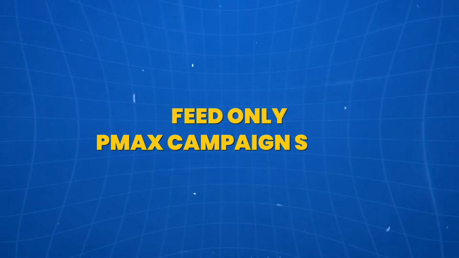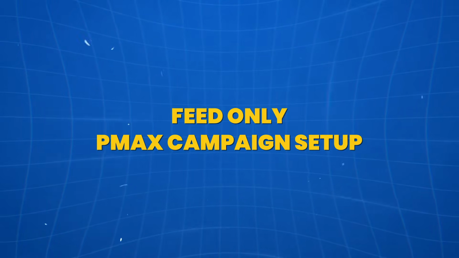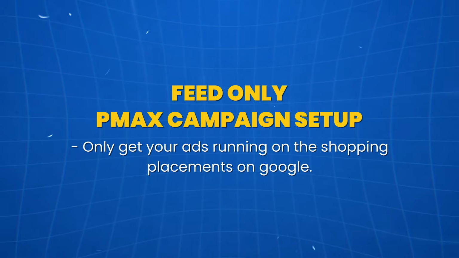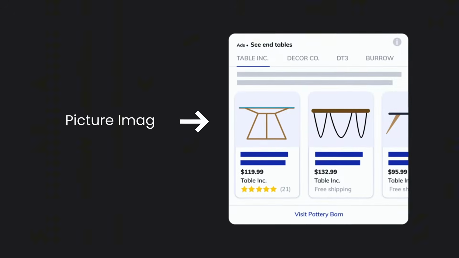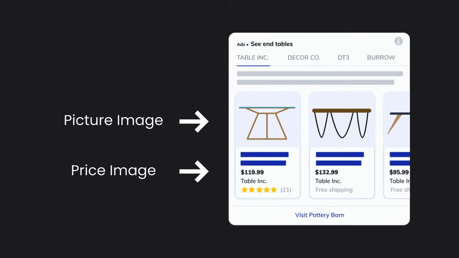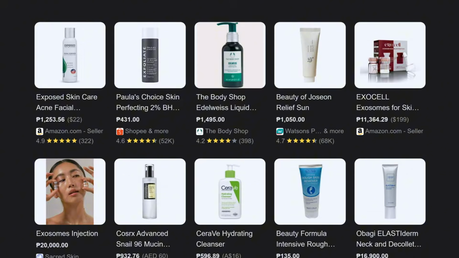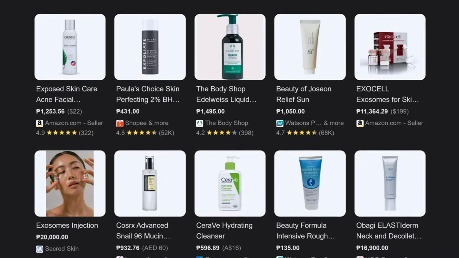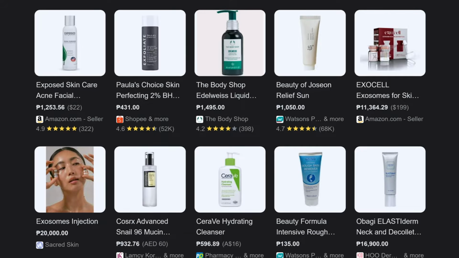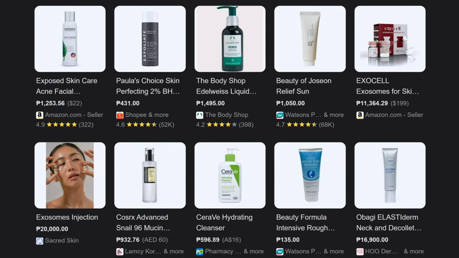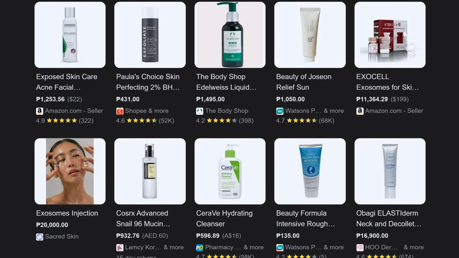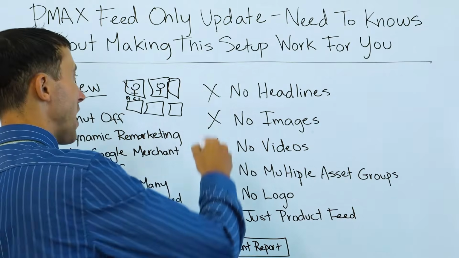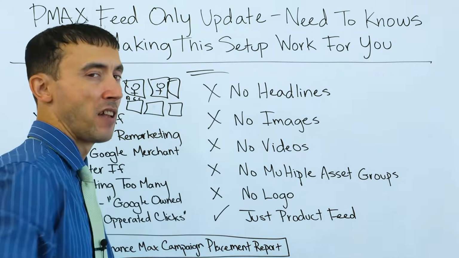So generally speaking, a feed-only PMAX campaign setup only gets your ads running on the shopping placements on Google, which is the picture ads with the price underneath it, of course, where you have your box here. There's 8 pictures or 6 pictures at the top of Google. Product, product, and then there's a price underneath, $9.99. Those ads versus the text ads on Google, which are called search ads, of course.